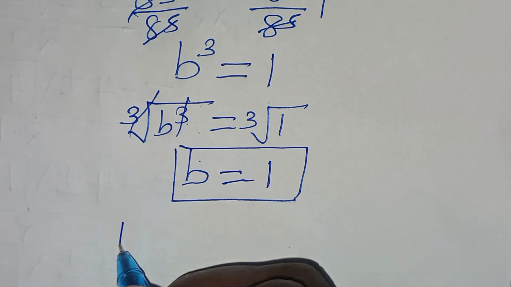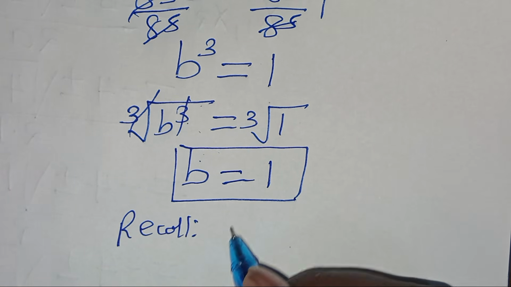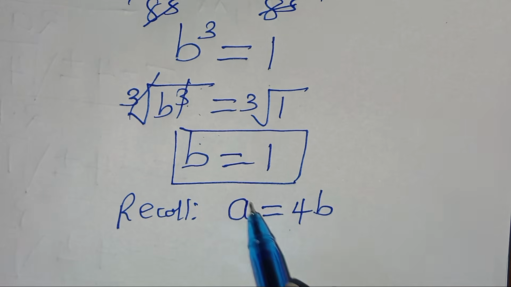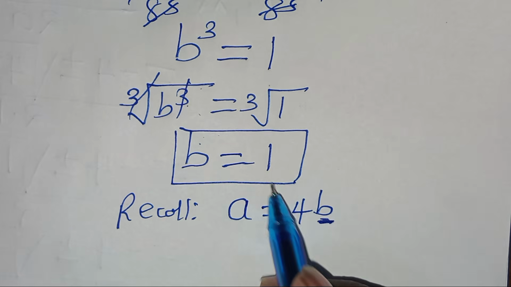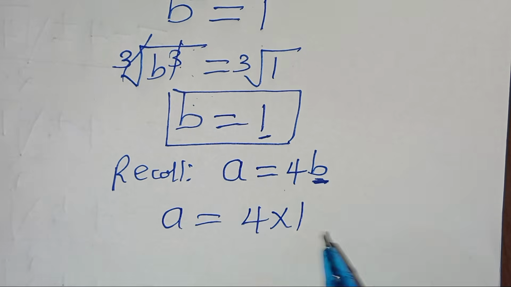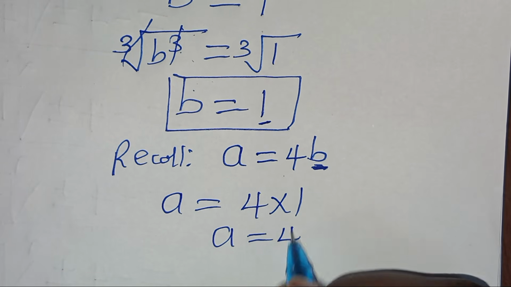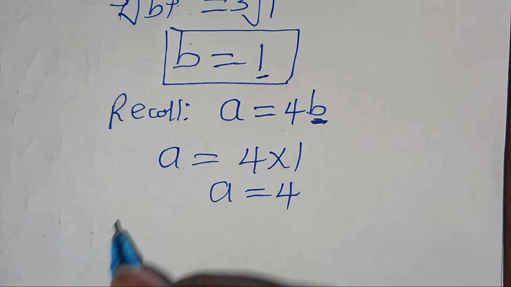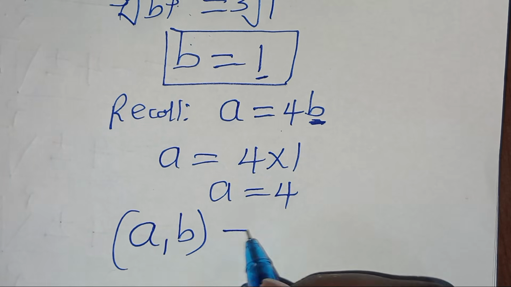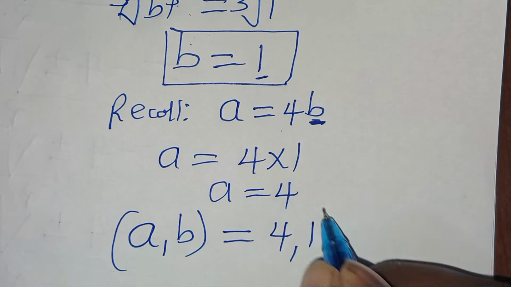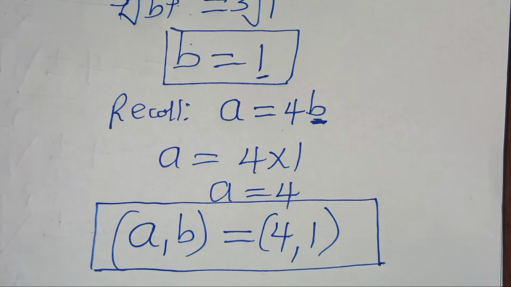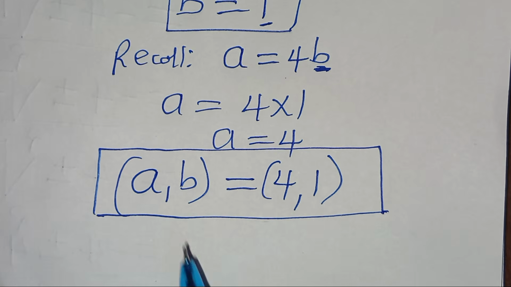Now, if you recall, we had that the value of a is equal to 4b. So we can solve for a by substituting the value of b, which is equal to 1. So we have that a is equal to 4 times 1, so that a is equal to 4. So we have that in case 1, we have the first set of solution, that is a comma b is equal to 4 comma 1. So this is the first solution that we have for a comma b.